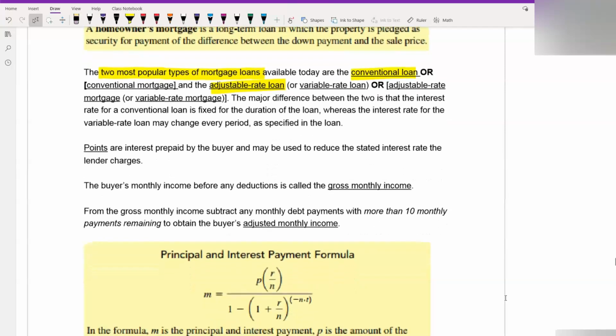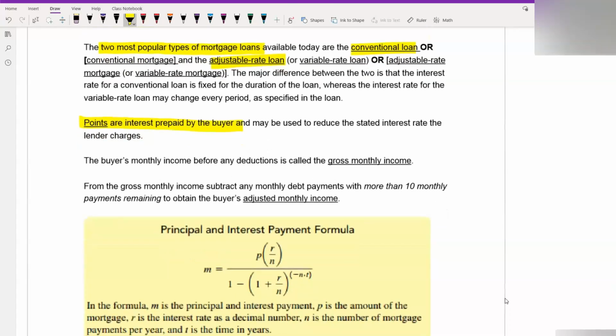Points are interest prepaid by the buyer and may be used to reduce the stated interest rate. The buyer's monthly income before any deduction, that is called gross monthly income.